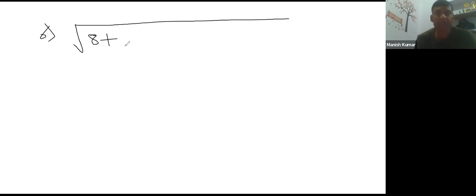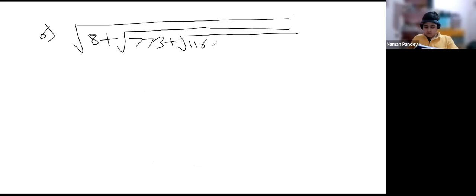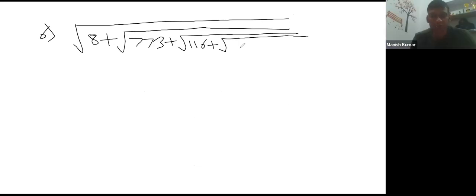Question number 6. This question also, I think you have not attempted, and we have done such questions, because previously also these questions have appeared in your quiz. 8 + √7 + 7 + 3 plus root, √2 + √520 plus √81. Naman, have you done it correctly? No, sir. In powers and exponents, these questions are common. So you have to practice for that.